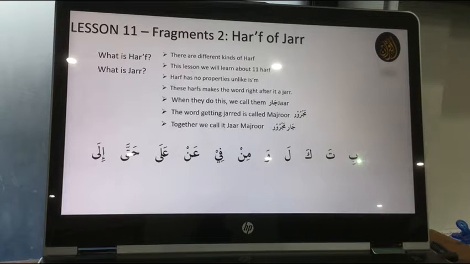What is the meaning of fi? Who remembers? In. Fi means in. Most of the time it means in. Sometimes you will find in the Quran the meaning is not exactly the same. Sometimes it also means among.